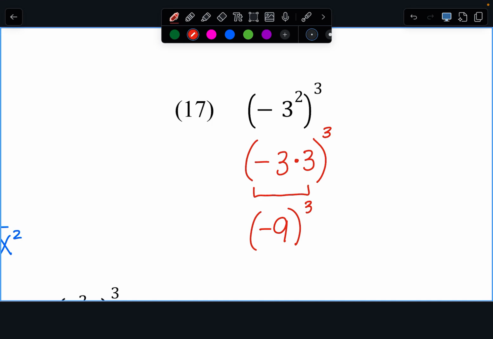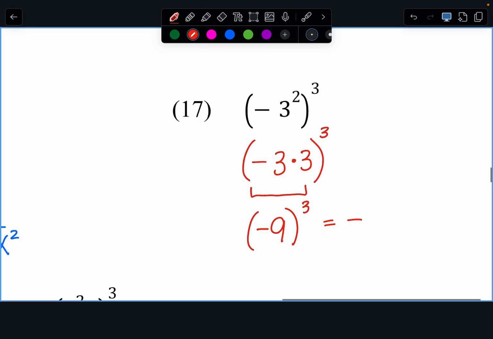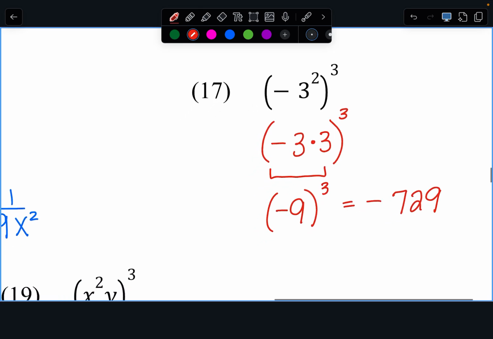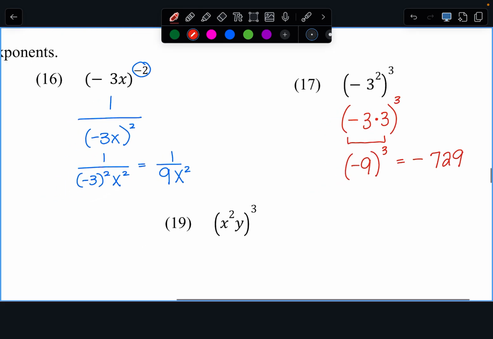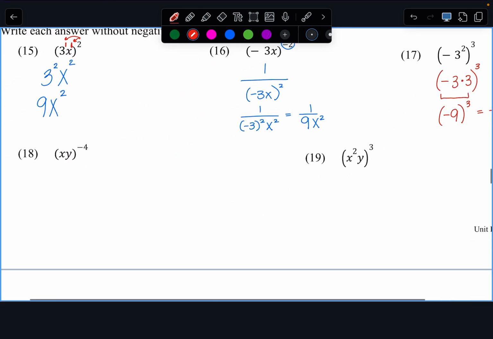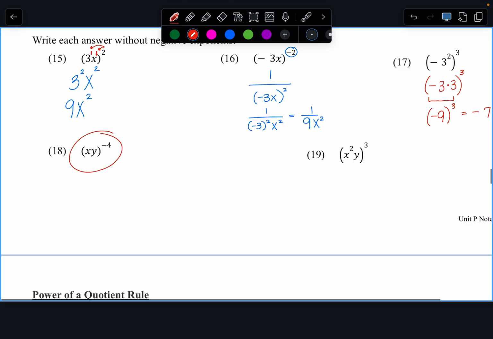Which means, actually, let's start with the fact that, is it going to be negative or positive? Negative. 9 times 9 is 81. 81 times 9 is 729, but it's a negative. Is this kind of making sense? Yeah? That negative 4, flip that thing.